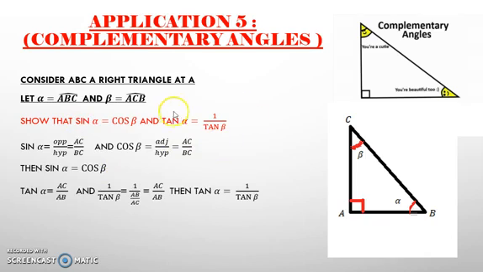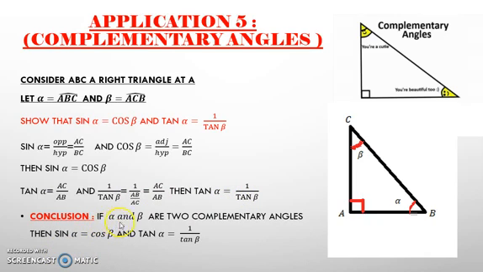Let's prove the second identity, that tangent alpha is equal to 1 over tangent beta. We know that tangent alpha is equal to the opposite side over the adjacent. So tangent alpha is equal to AC over AB. And let's find 1 over tangent beta. Tangent beta is also equal to the opposite side over the adjacent, then 1 over AB over AC. So it's equal to AC over AB, and we get the same ratio. Then tangent alpha is equal to 1 over tangent beta.